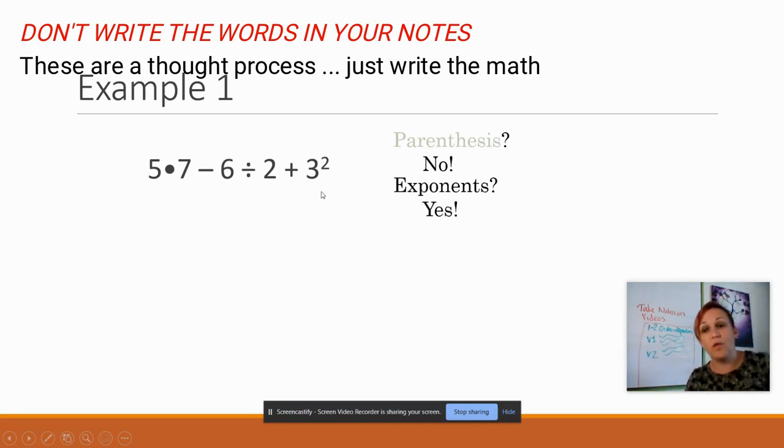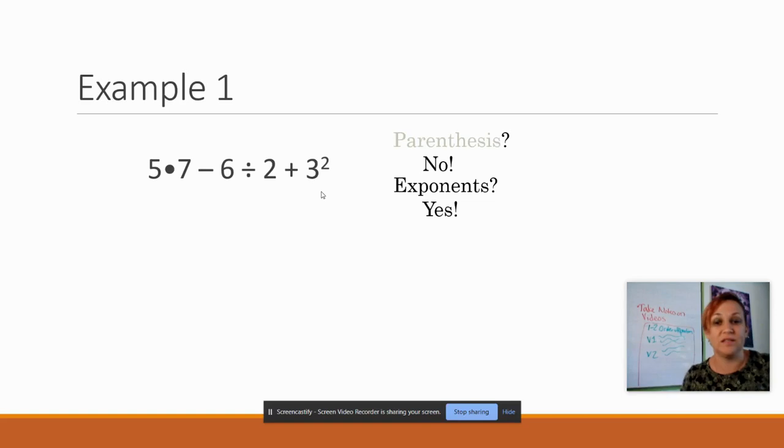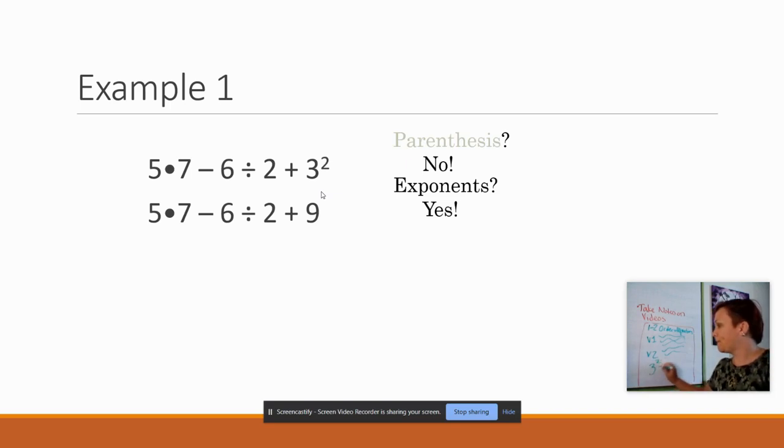Now that's literally the only thing I'm going to do in this problem. The only thing I'm going to do is change that 3 squared into something else. So I'm going to copy down everything else exactly how it looks. 5 times 7 minus 6 divided by 2 plus, and instead of a 3 squared, I'm going to do 3 times 3, which is 9. We talked about this on the last video. 3 squared is 3 times 3. Okay, so again, we're only replacing one thing at a time, one step at a time.